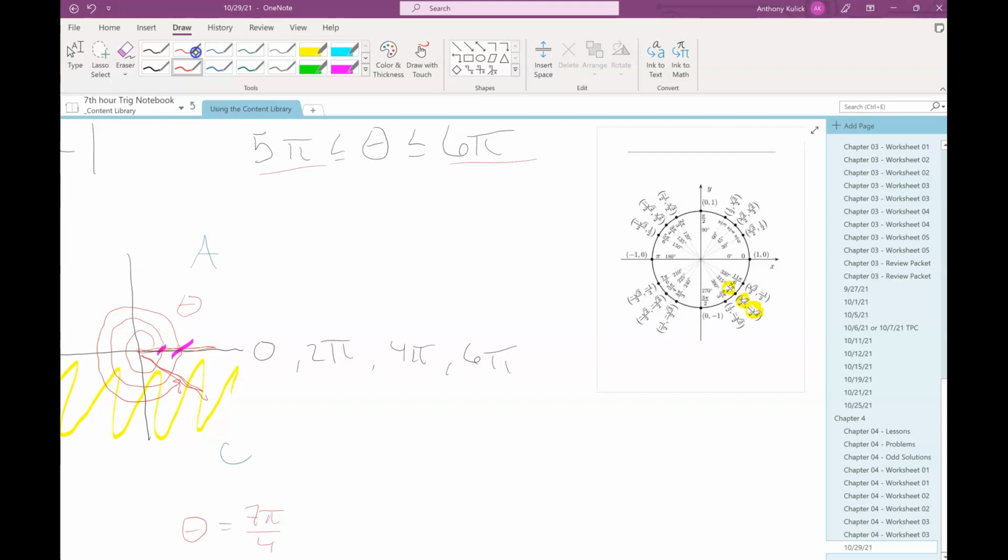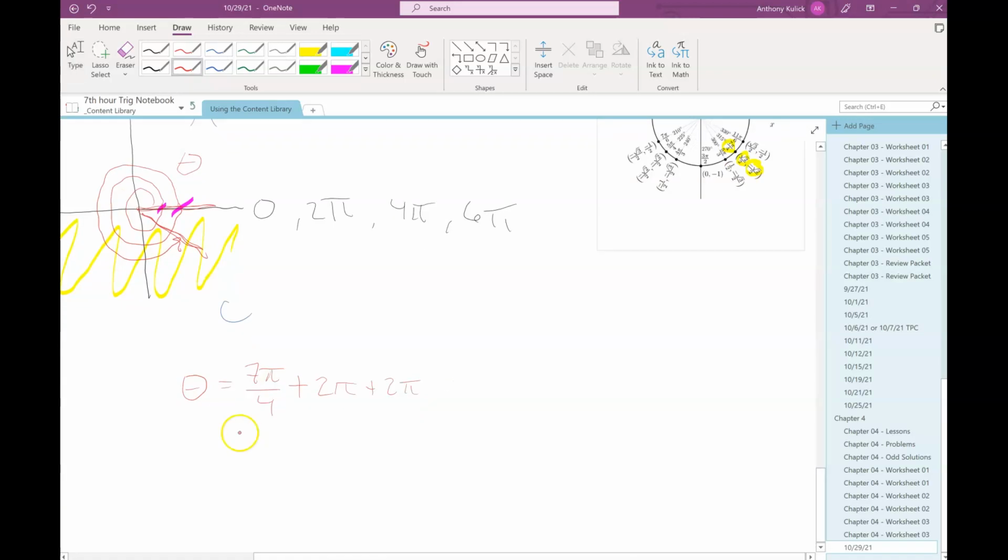Since I went around 2 times, what am I going to be adding to this? I'm going to be adding 2 pi twice. Right? 2 pi is a full rotation. If we want something coterminal, we're going to add or subtract 2 pi. 7 pi over 4 is too small, so I know I'm going to be adding rather than subtracting. And because in my picture I went around 2 times, I'm going to be adding that 2 pi twice. Is that okay?